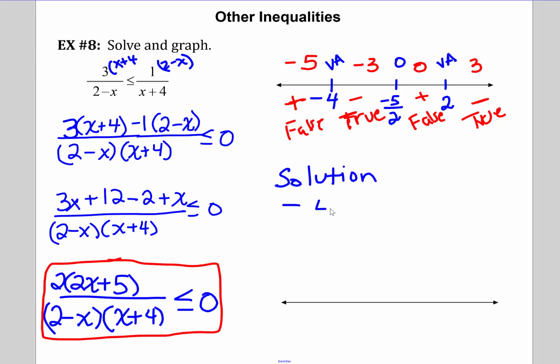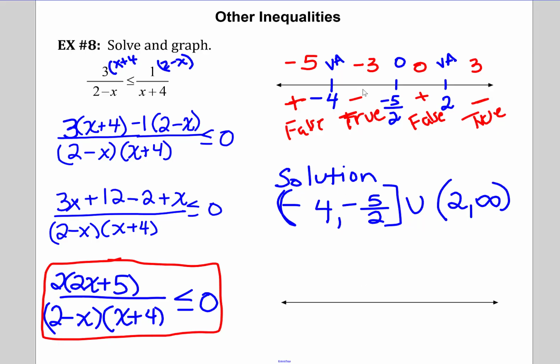is true from -4 to -2.5, and we want it less than or equal to, but again, -4 is a vertical asymptote, so we can't include -4, but we can include the 0. And then 2 is a vertical asymptote, we can't include that. And we're on to infinity.